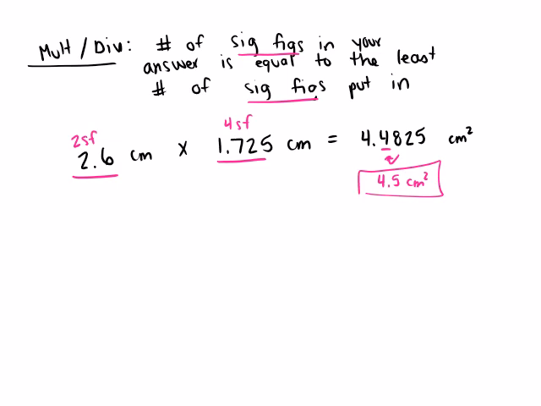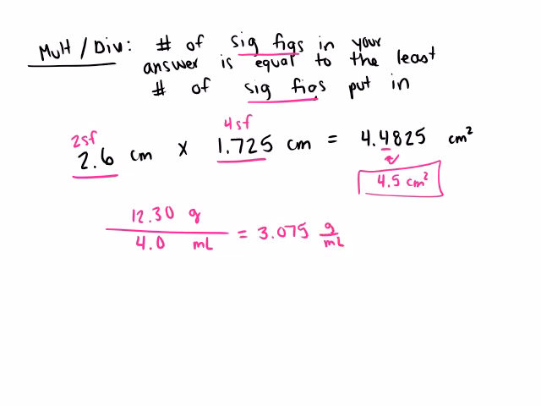Okay, what if I had 12.30 grams divided by 4.0 milliliters? Type it in your calculator. 12.30 divided by 4.0 gives me 3.075. My units would be grams per milliliter because nothing cancels out.